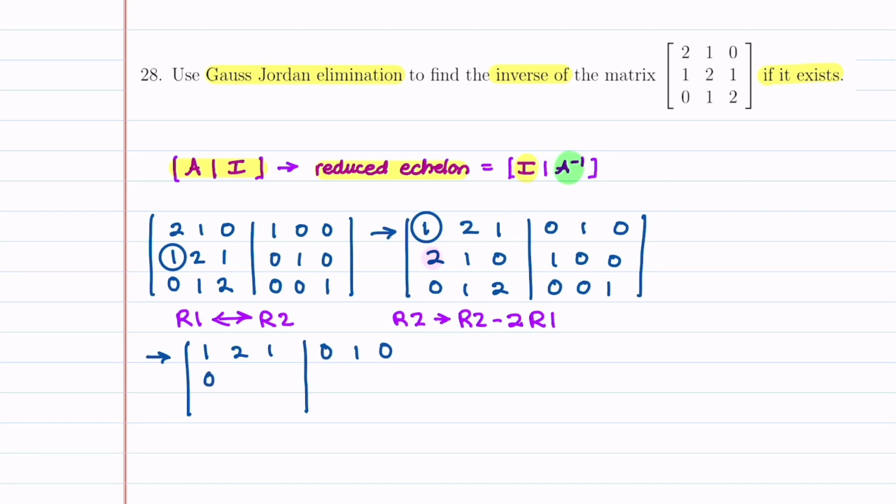We have a -4 plus 1 gives us a -3. And then we have a -2. This stays a 1. And then we have a 1 times -2 gives us a -2. And then we have a 0. And then our third row just stays the same.